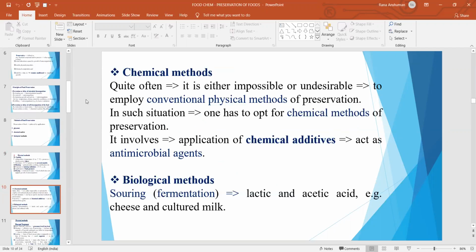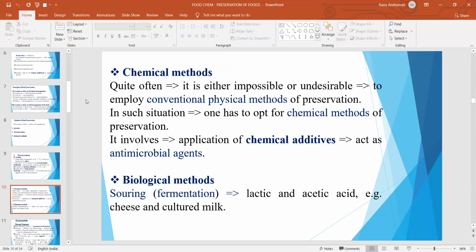Next method is chemical method. Quite often it is either impossible or undesirable to employ conventional physical methods of preservation. In such situations, one has to opt for chemical methods of preservation. It involves application of chemical additives which act as antimicrobial agents.